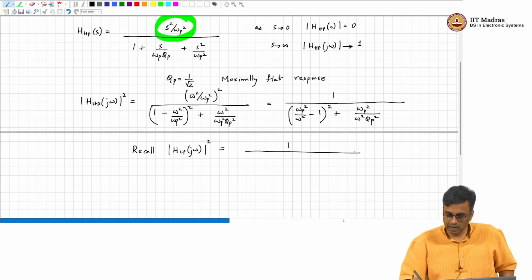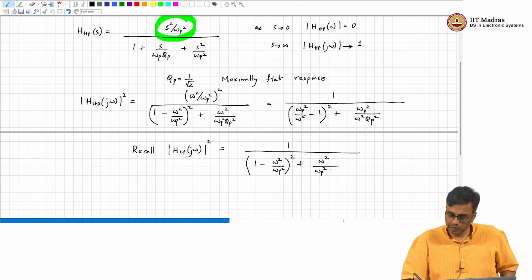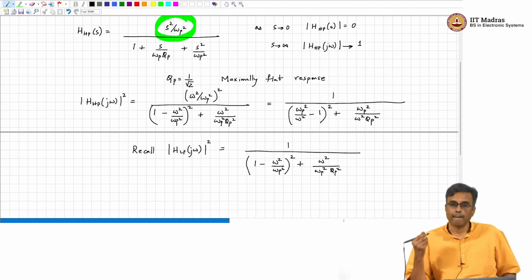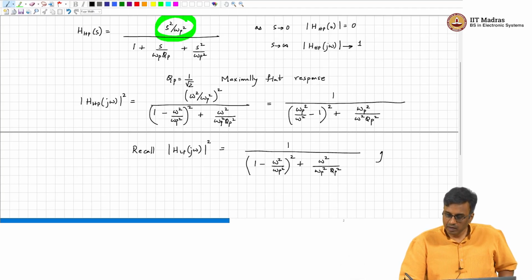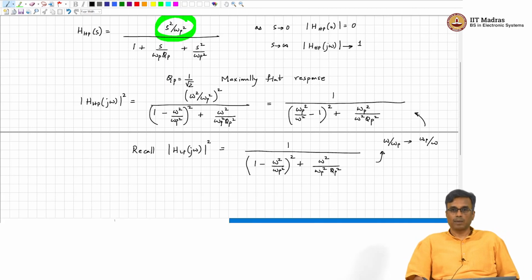And if you recall, this was exactly similar to the low pass response, which was 1 minus omega square by omega p square the whole square plus omega square over omega p square Qp square. So, you take the low pass response, replace omega by omega p with omega p by omega, and you will get the high pass.